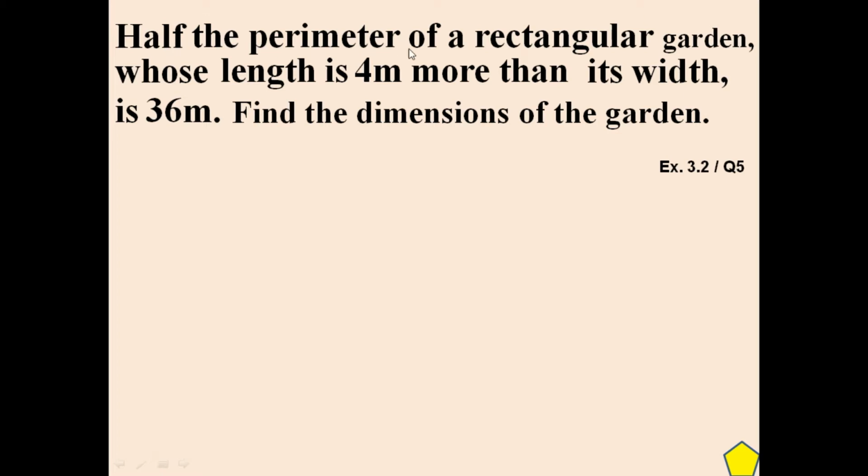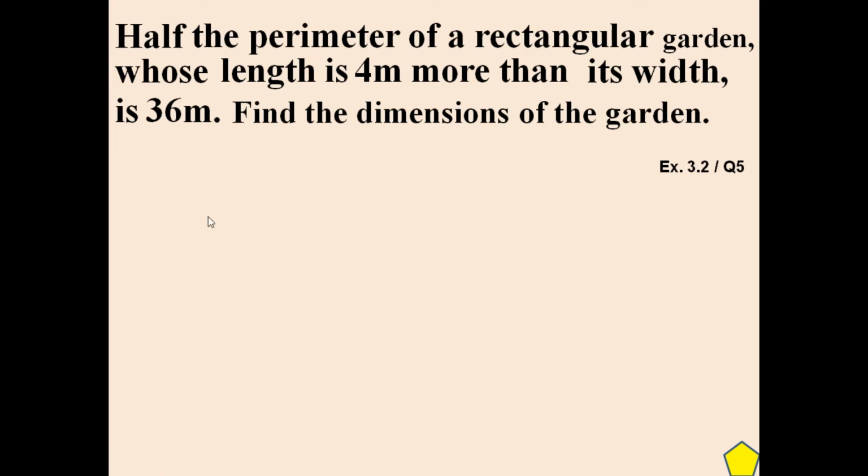Half the perimeter of a rectangular garden whose length is 4 meters more than its width is 36 meters. Find the dimensions of the garden. So when it's talking about a rectangle, of course, we need to find the dimensions as length and breadth of the garden. This particular sentence that begins from half and ends at 36 meters is a complex sentence.